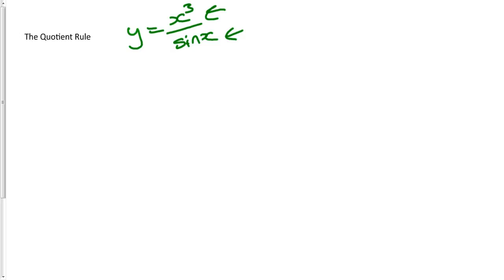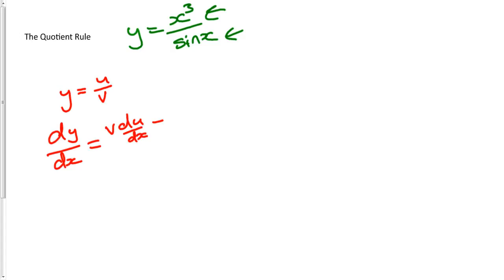Now, the quotient rule is if we've got y equals u over v, then when we differentiate that, dy by dx goes to v du by dx minus u dv by dx all over v squared.